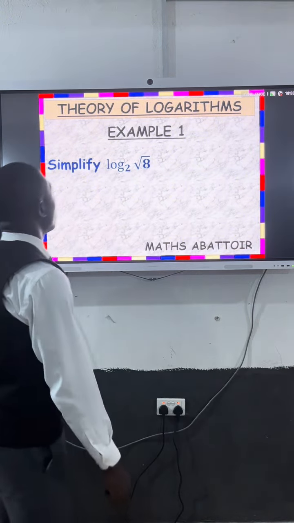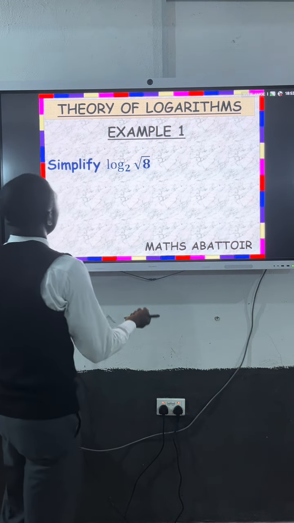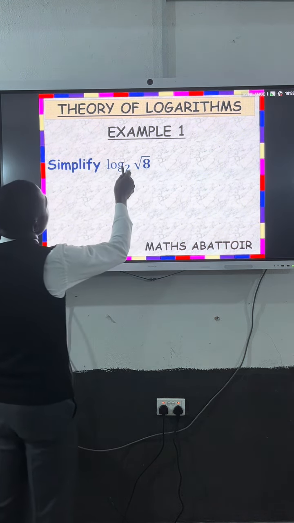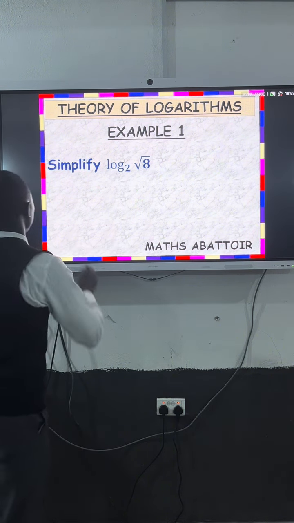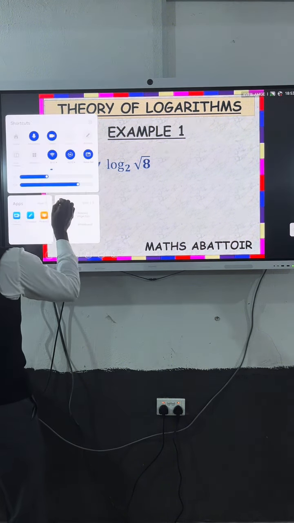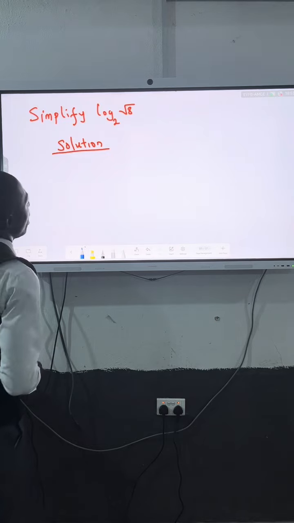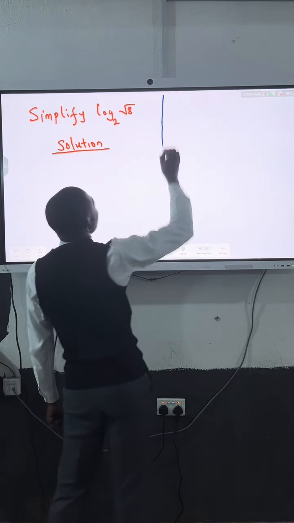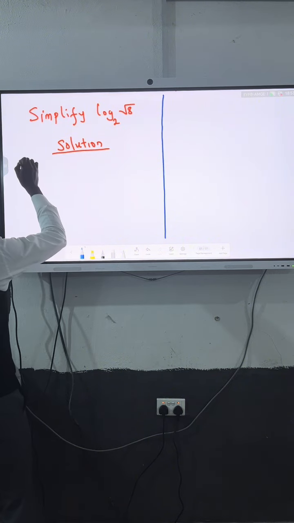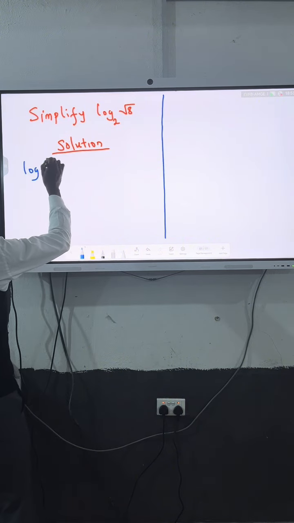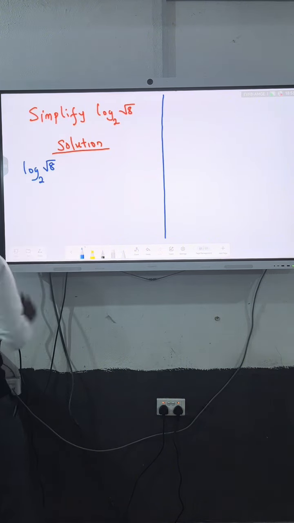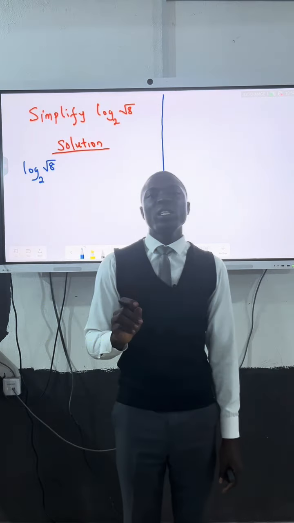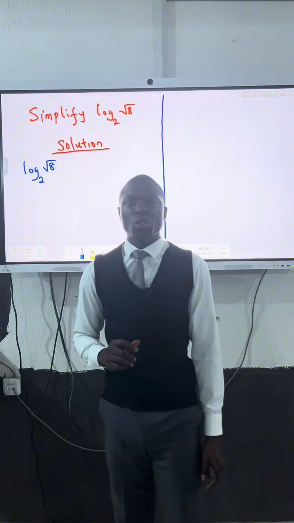Okay, we have a question here before us, and the question says simplify log square root of 8 to the base of 2. So let's simplify this question together. If you look at the question, we have log square root of 8 to base 2. I want to use the simplest method to answer this question.